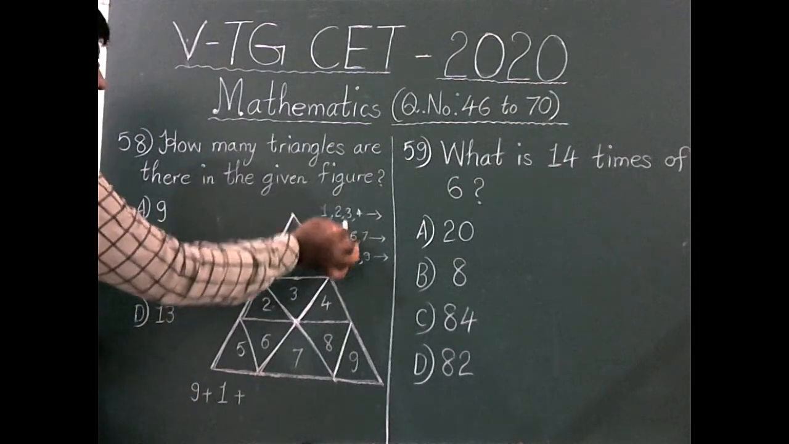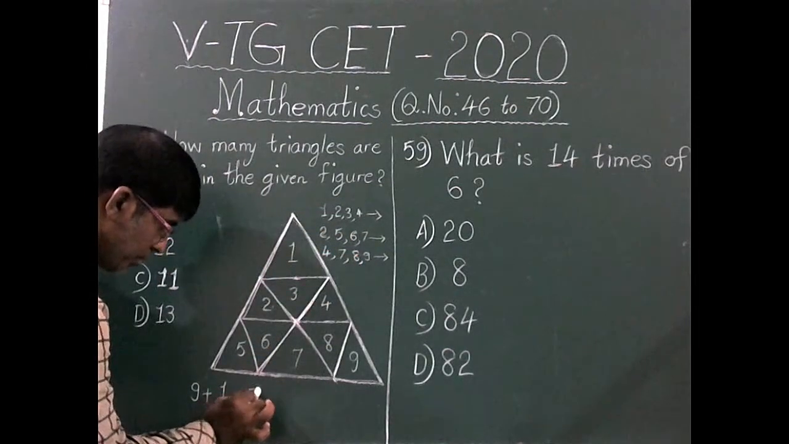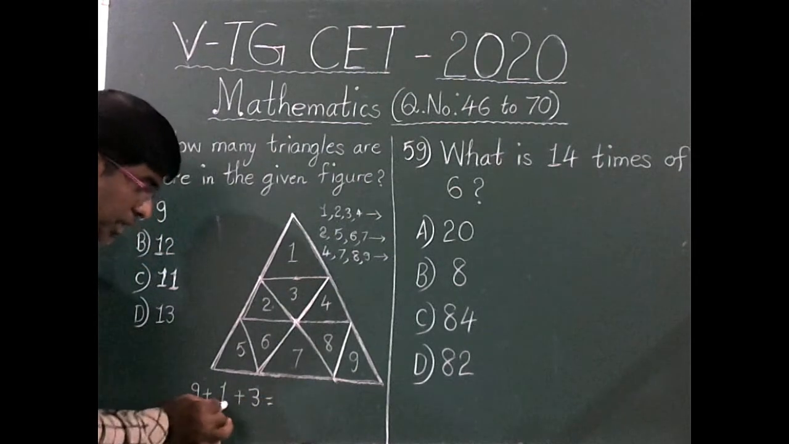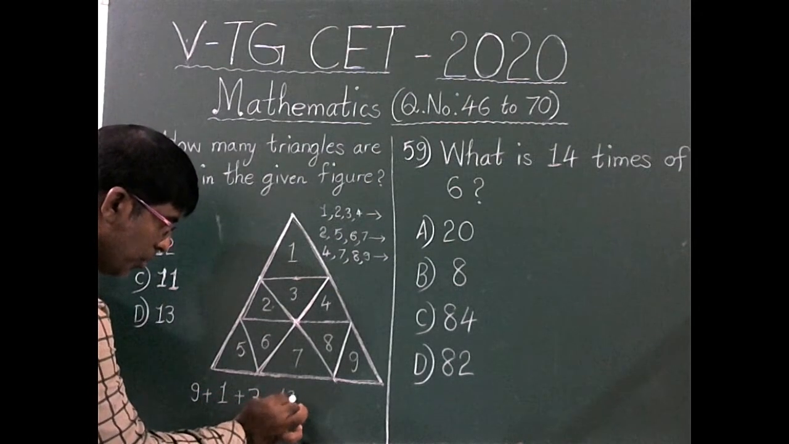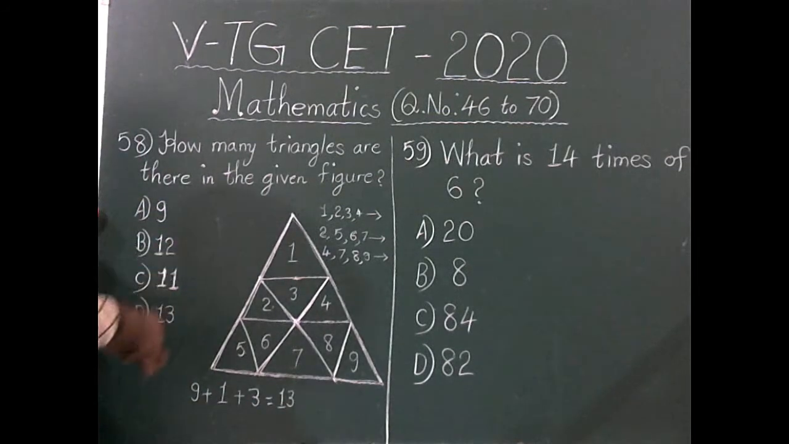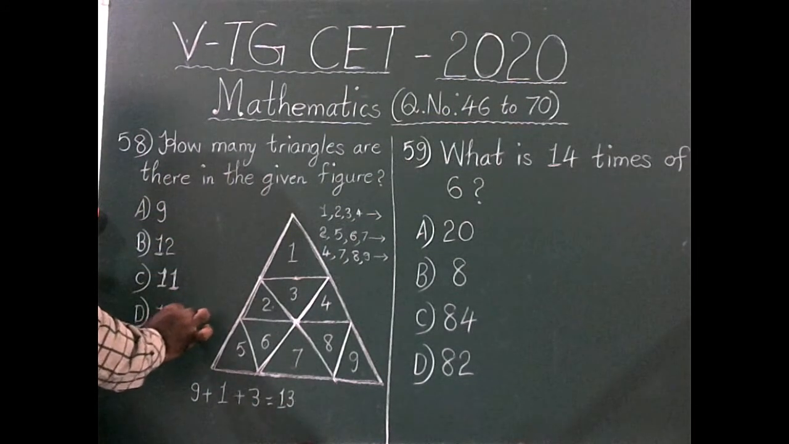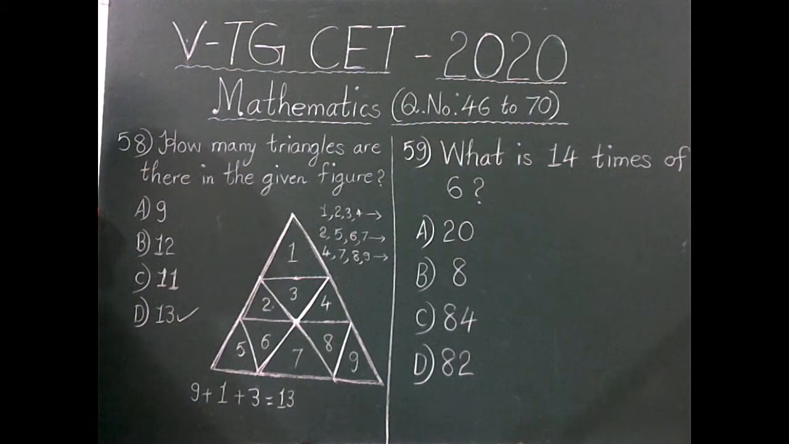How many more? 1, 2, 3. 9 plus 1 is 10, 10 plus 3 is 13. How many triangles are there in the given figure? 13. So option D is the correct answer.